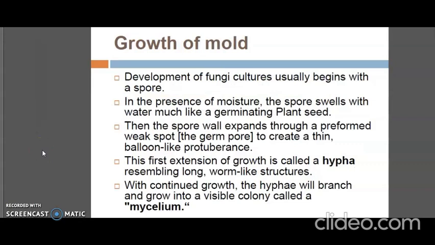Development of fungal cultures usually begins with a spore. In the presence of moisture, the spore swells with water, much like a germinating plant seed. Then the spore wall expands through a preformed weak spot to create a thin balloon-like protuberance. This first extension of growth is called a hypha, resembling long, worm-like structures. And with continued growth, the hyphae will branch and grow into a visible colony called a mycelium.